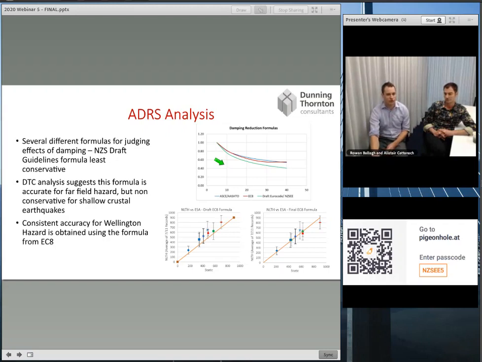I've got consistent good accuracy using the Eurocode 8 formula for Wellington hazards. As you can see from these two little graphs down here, this is predicted displacement versus measured displacement from time history. The New Zealand formula consistently underpredicts displacements, whereas the Eurocode formula gives very consistent, good accuracy. And the different coloured dots are different building designs, so different record suites given to us from different consultants, different limit states. So we're pretty confident of the accuracy of that.